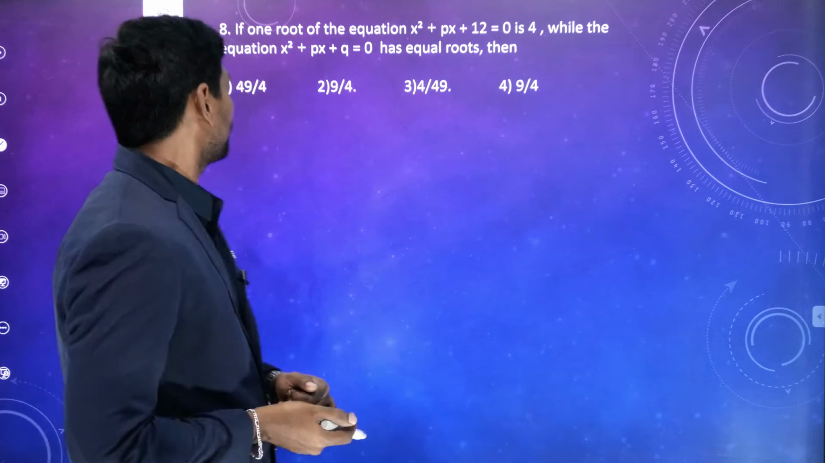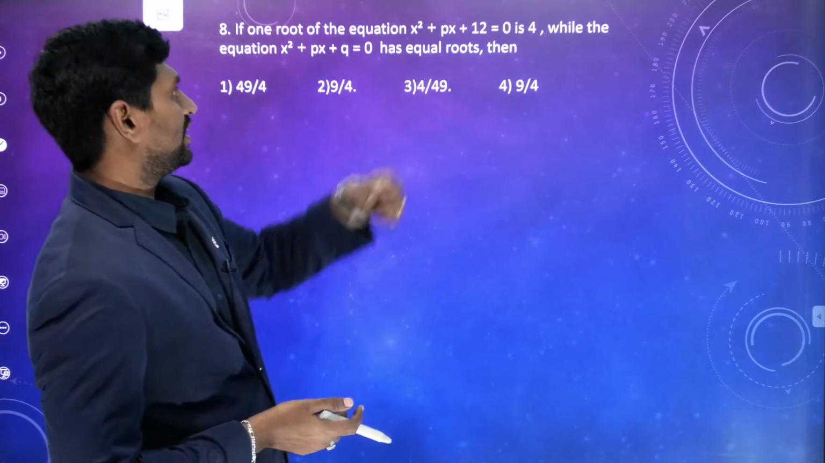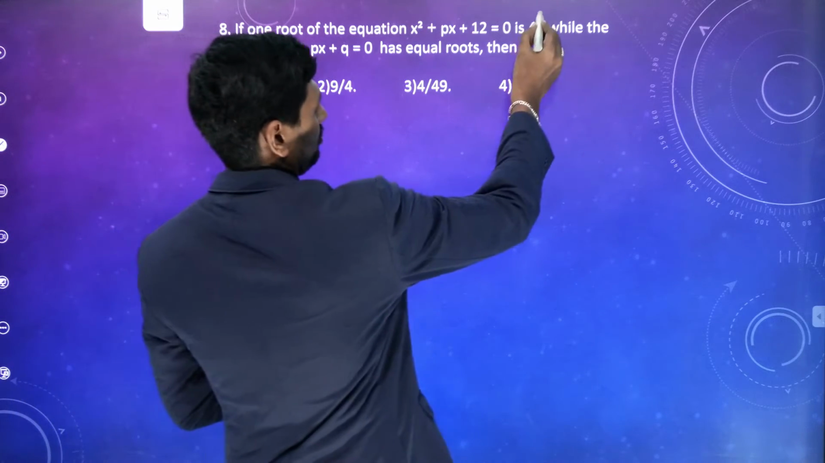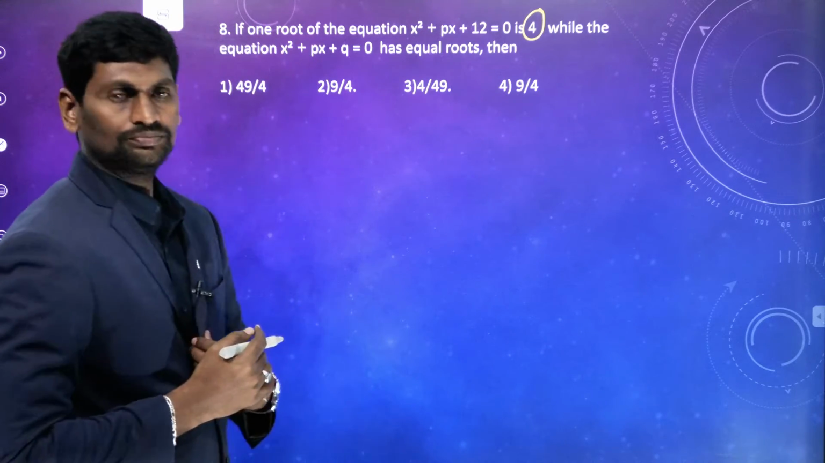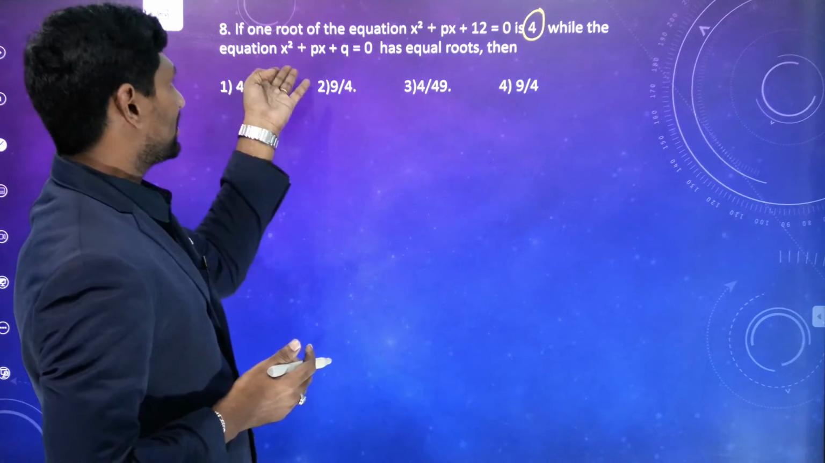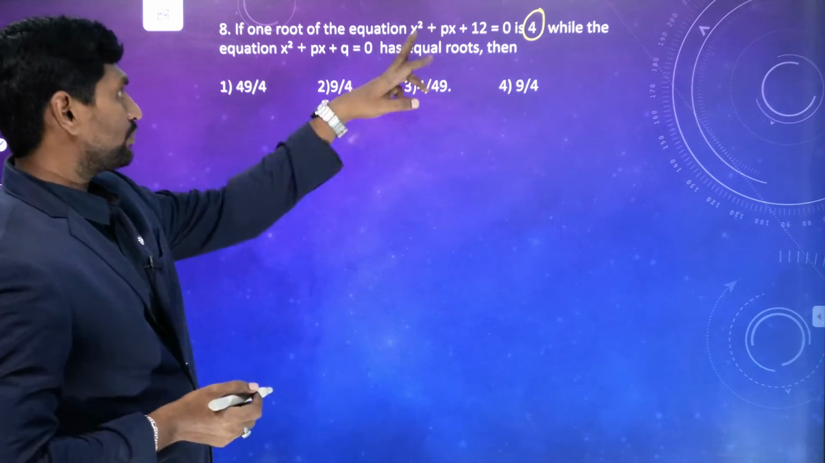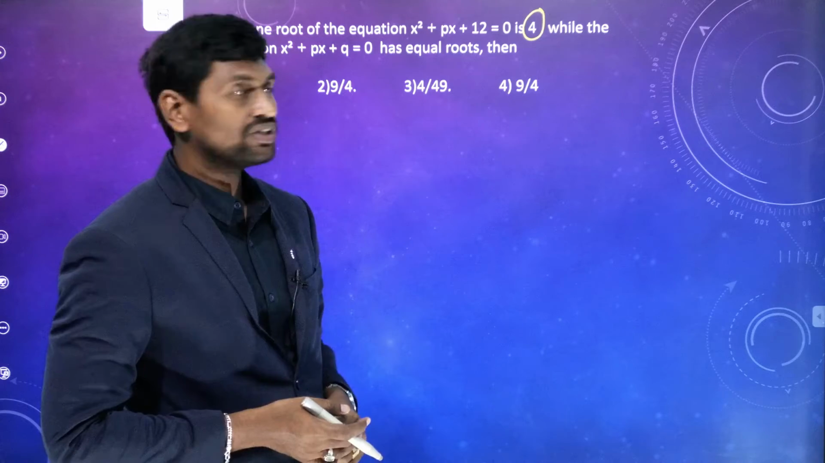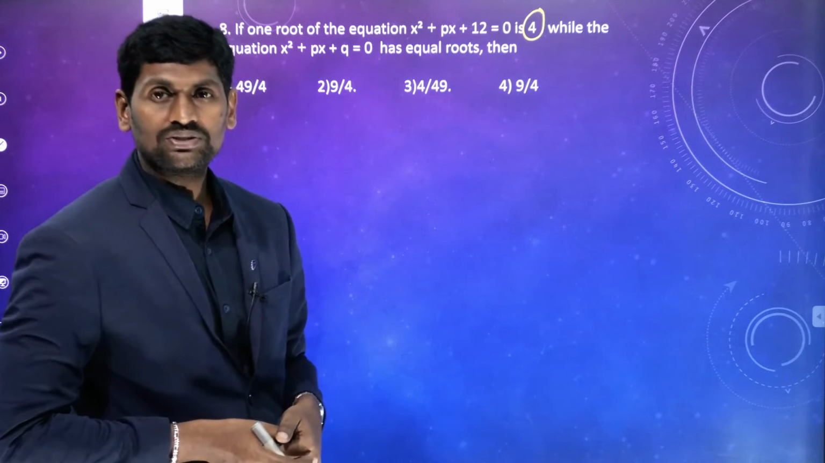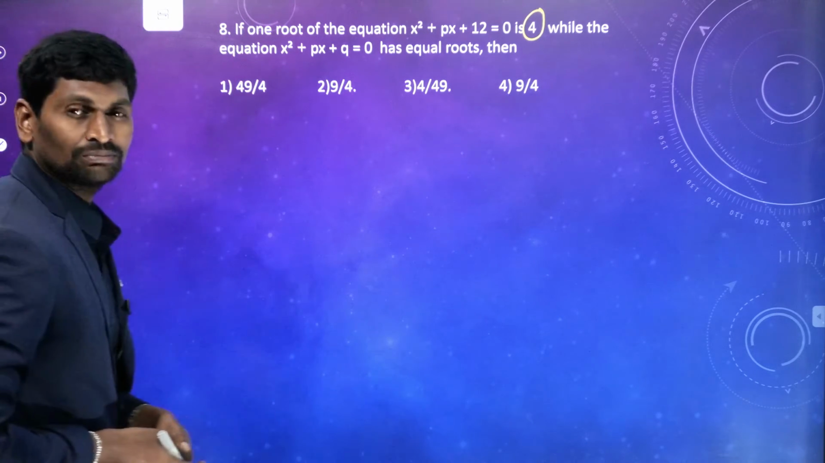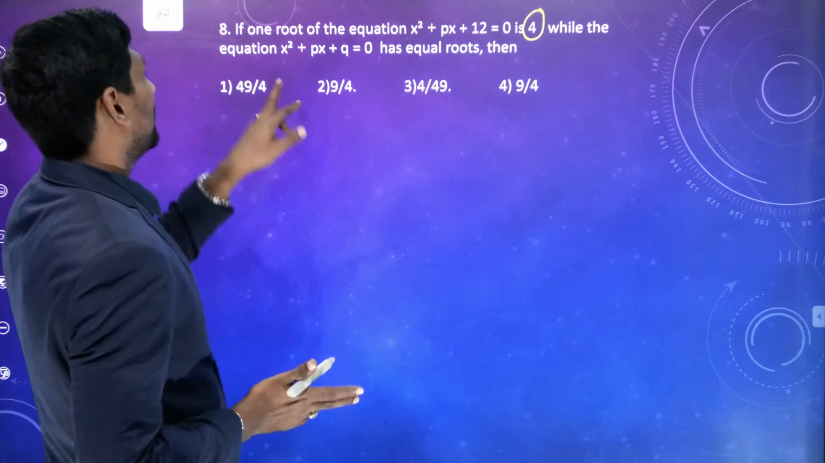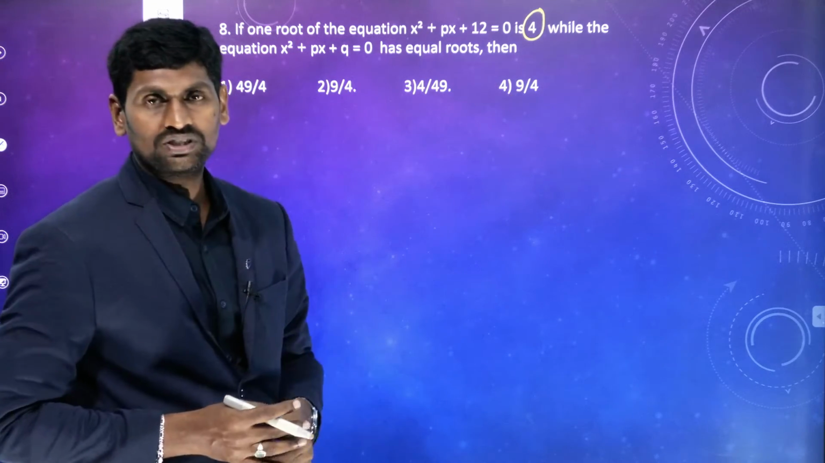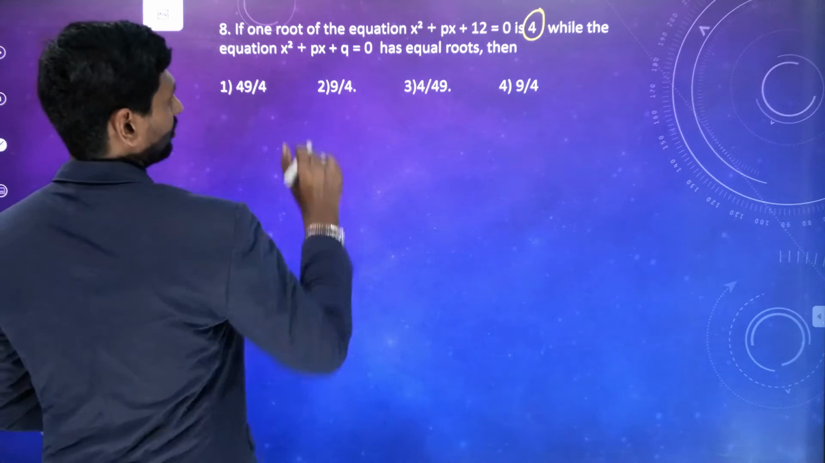Okay, 8th one. If one root of the equation x square plus px plus 12 equals 0 is 4. So one of the roots is 4. While the second equation is also given here, two equations. First equation x square plus px plus 12 is equal to 0, its root is 4. Root is nothing but solution, we have discussed already. And the second equation x square plus px plus q equals 0 has equal roots.